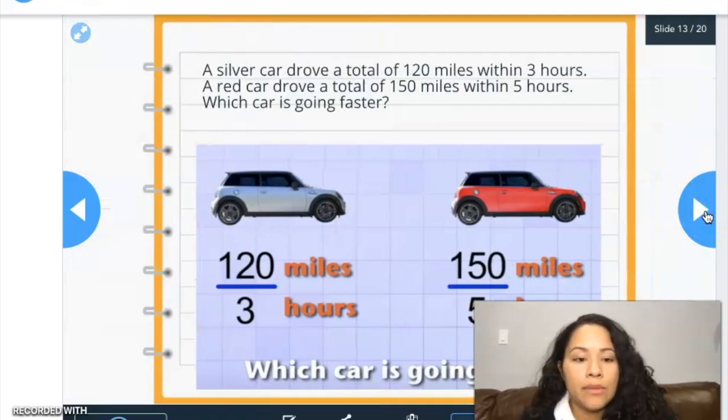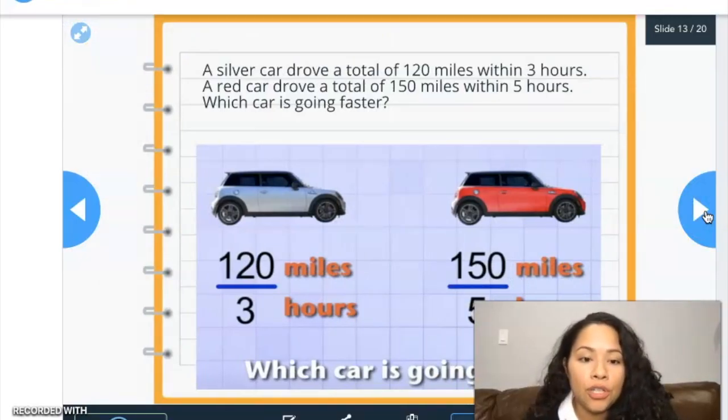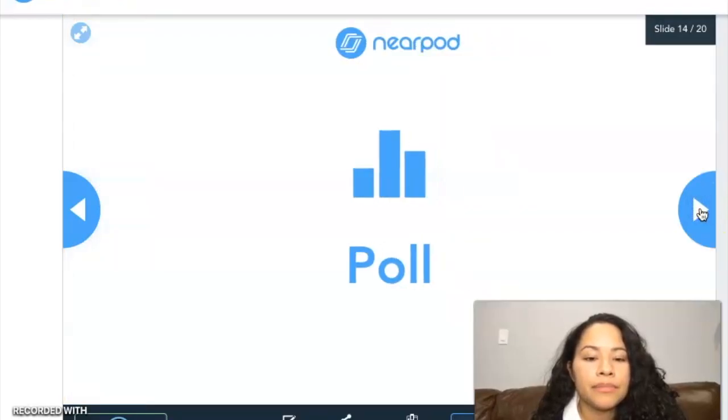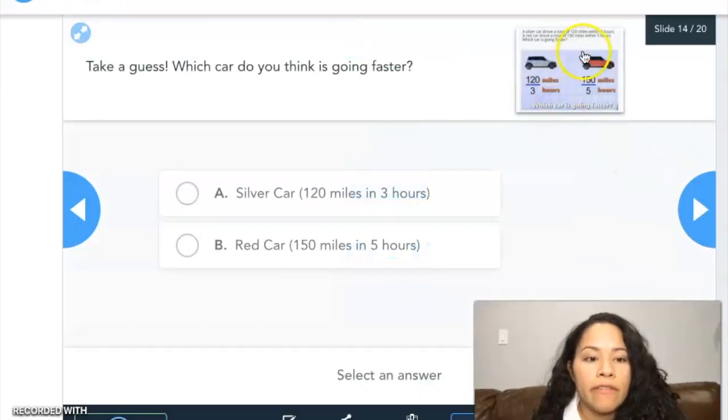Now, let's see. We have an example here. A silver car drove a total of 120 miles within 3 hours. A red car drove a total of 150 miles within 5 hours. Which car is going faster? Now, in order to answer this question, we need to figure out the unit rate for each of these vehicles. What was the miles per hour of each of these cars? Now, take a guess. Which car do you think was going faster? Take a guess. Let's see.